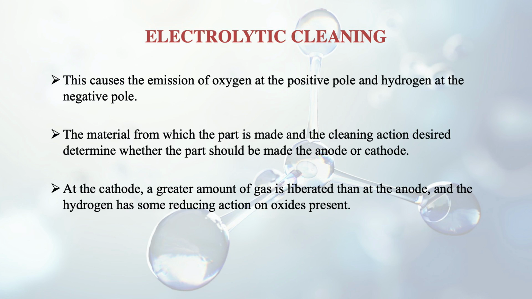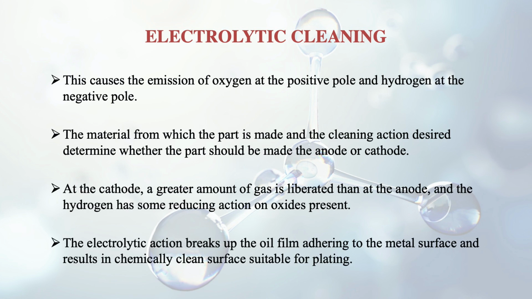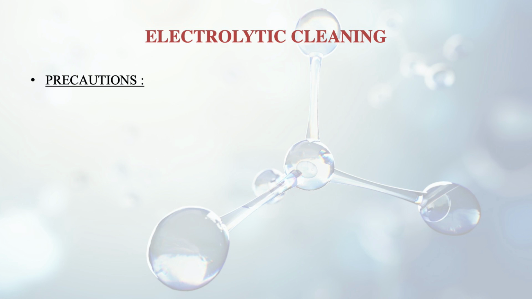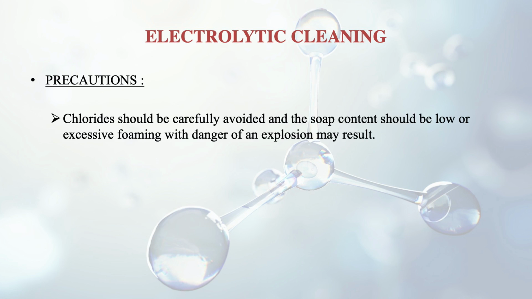Actually, at the cathode, a greater amount of gas is liberated than at the anode, and the hydrogen will have reducing action on oxides present. The electrolytic action breaks up the oil film adhering to the metal surface, and thus results in a chemically clean surface suitable for plating. We need certain precautions in this process: chlorides should be carefully avoided, and the soap content should be low, or excessive foaming with danger of an explosion may take place if we don't avoid this chloride formation.